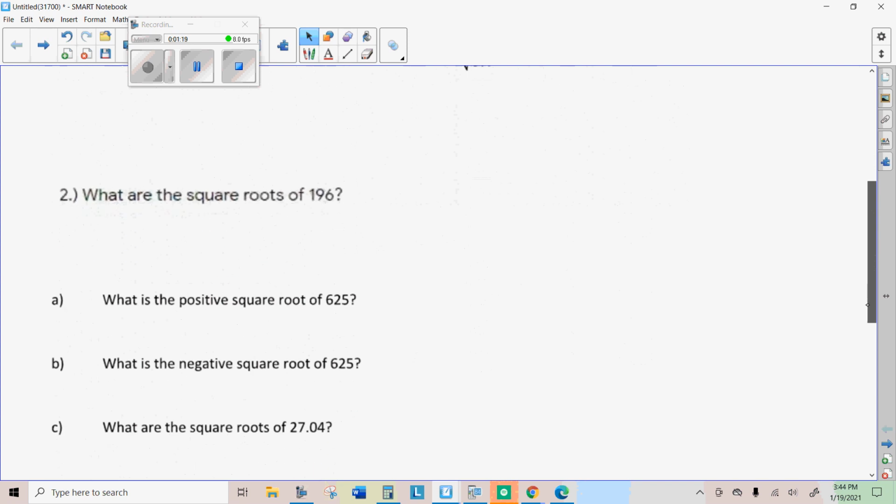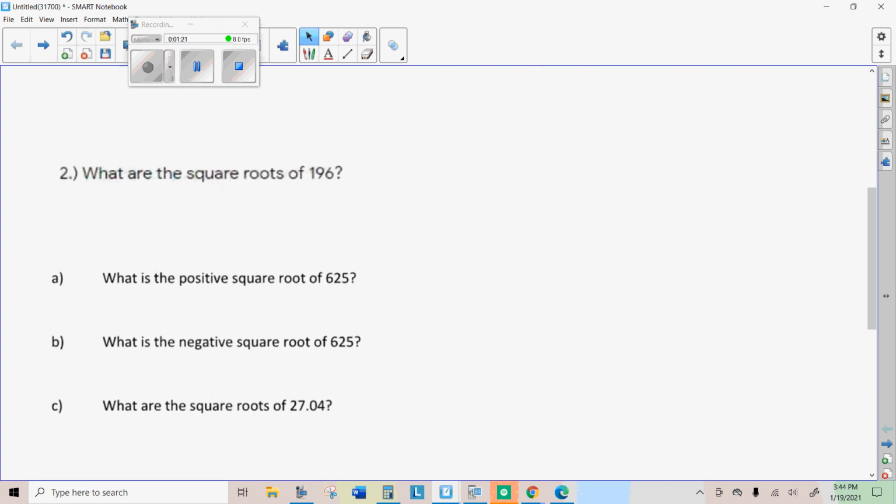All right, number two says, what are the square roots? Notice this is plural. And that's because there's a positive square root and a negative square root of every positive number. To find the positive square root, you just do the square root of 196. To find the negative square root, you do the negative square root of 196.